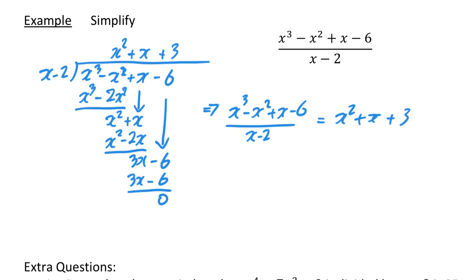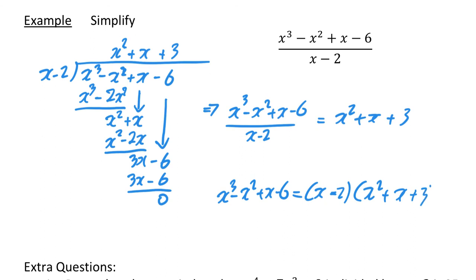I wouldn't be adding this into your notes, but you could say also that x cubed minus x squared plus x minus 6 is equal to x minus 2 times x squared plus x plus 3. Now, unfortunately, you wouldn't be able to factorize that any further. This thing here, x squared plus x plus 3, is a non-reducible quadratic. You couldn't factorize that anymore. So this is as factorized as this thing could ever get.